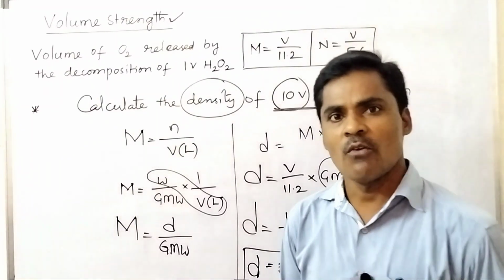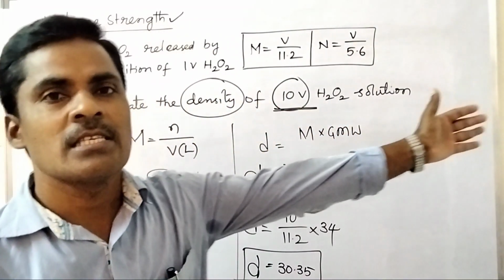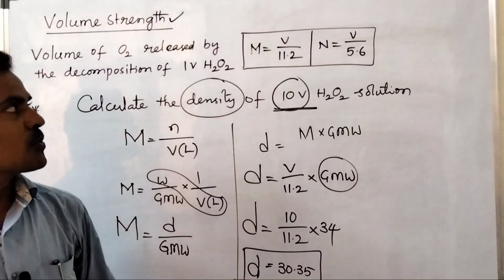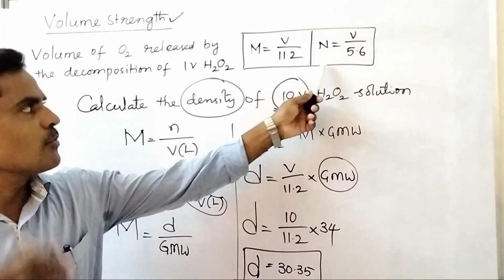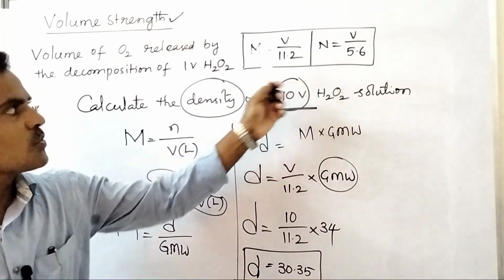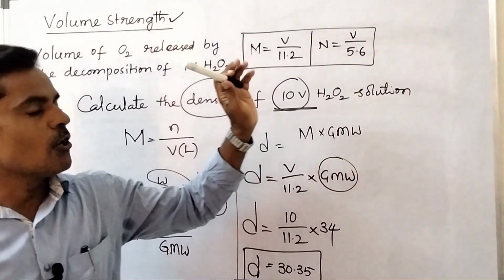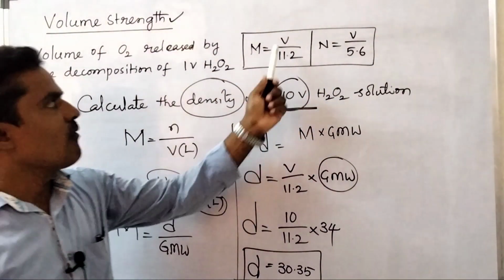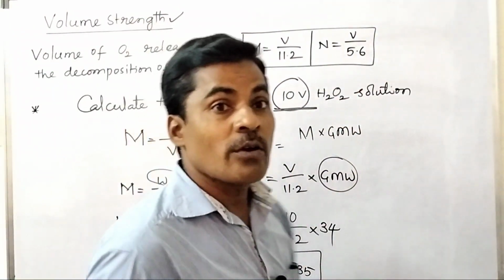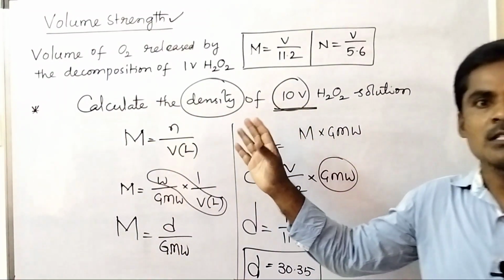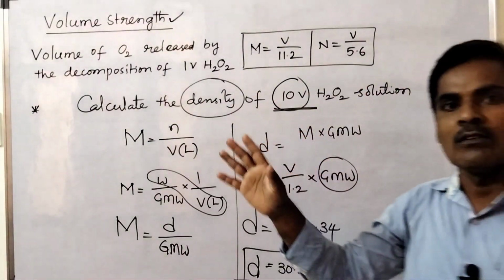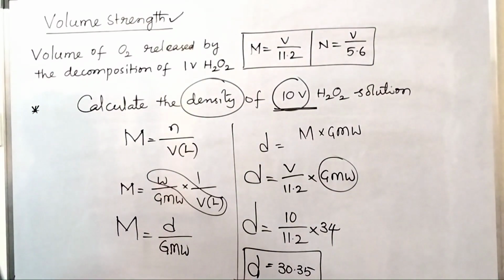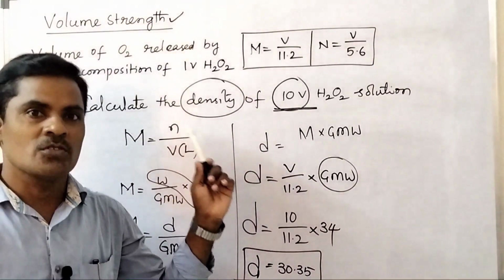So what is volume strength? It is the volume of oxygen released by decomposition of one volume of hydrogen peroxide. You just need to remember these two formulas to calculate the molarity and normality of hydrogen peroxide solution whenever the volume strength of H2O2 is given. With these, you can solve any numerical based on volume strength.